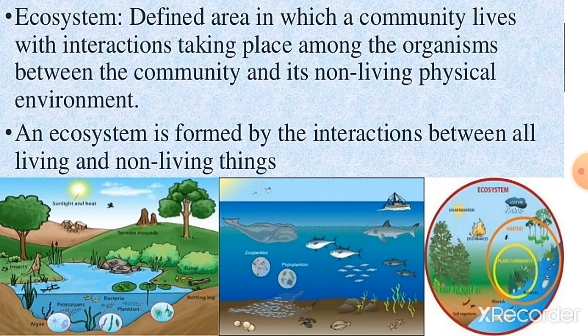A community lives with interaction. Interaction, I already told, that is the connection taking place among the organisms, between the community and its non-living physical environment. So, ecosystem is nothing but the connection between the non-living and the living things. So, an ecosystem is formed by the interaction. Interaction means the connection between all living and non-living things.